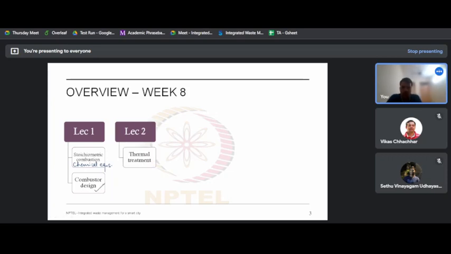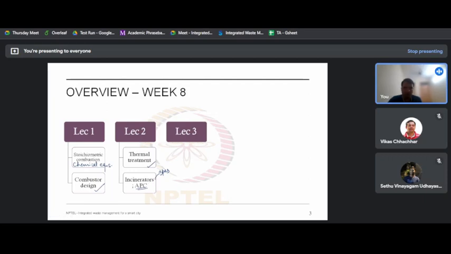Then there was lecture 2. This was also about thermal treatment, and here we discussed incinerators. What are the different types of incinerators, and how is air pollution control achieved in these different types of incinerators? And how much efficiency can they provide us?